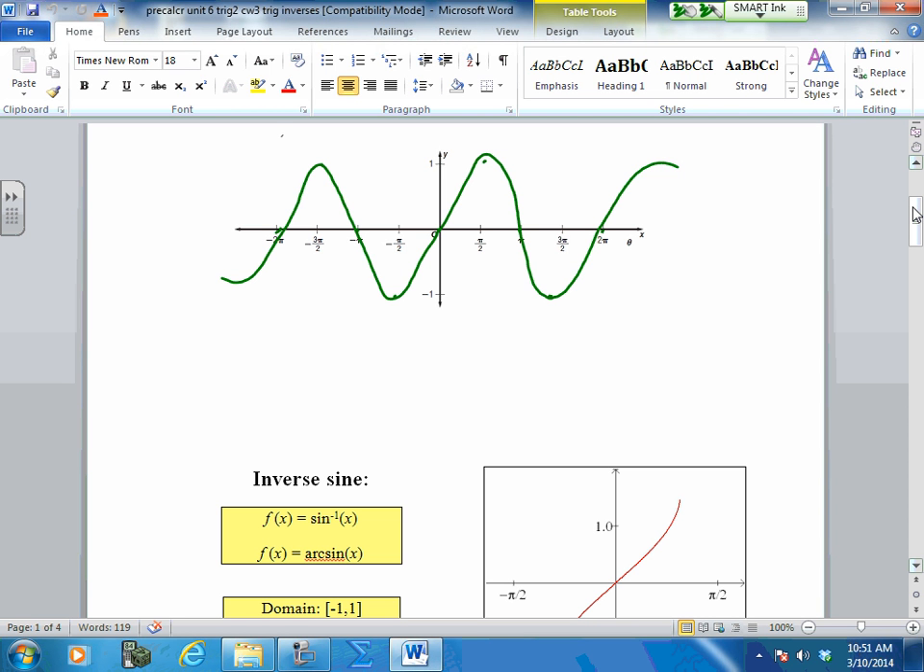Okay. Is this a function? Does it pass a vertical line test? Yes. So yes, this is a function. We said this is our sine function. Does it pass a horizontal line test? No. So we cannot get a true inverse until we limit this domain to where it will pass a horizontal line test.